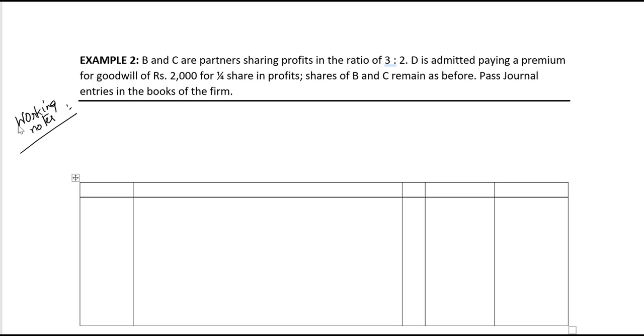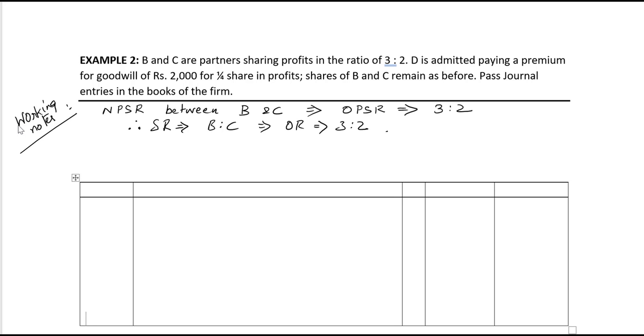It says that the new profit sharing ratio between B and C remain as before, so is equal to the OPSR between them, which is 3:2. Hence, we can infer that the sacrifice ratio between B and C is also equal to the old ratio, which is 3:2. Let's go ahead with solution.